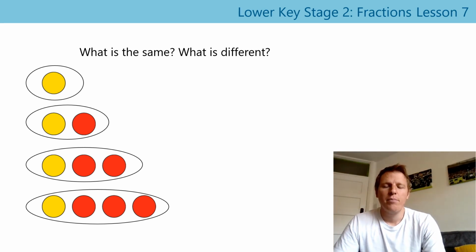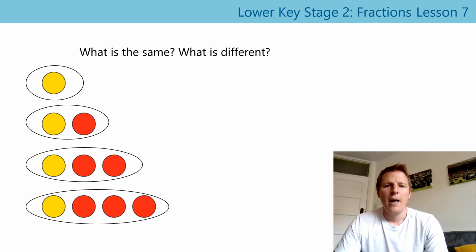Let's think about the parts. In the first image, there's just one part, isn't there? And that one part is yellow. In the second image, how many parts are there? There's 2 parts. One part is yellow and one part is red. In the third image, one of our parts is yellow and this time there are 2 red counters. So if we're thinking about what is the same in these 3 images, each time there is 1 yellow counter, but what's different is the size of the hole.